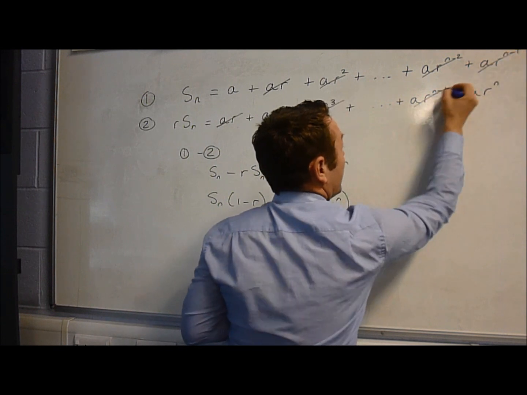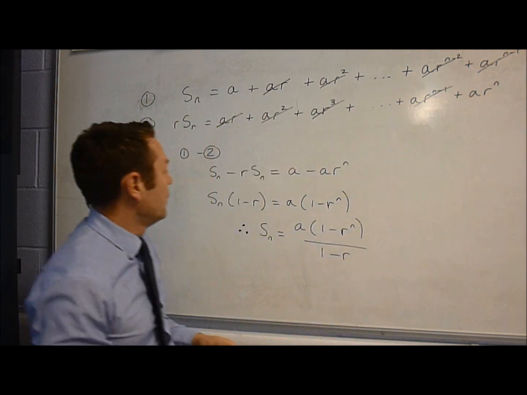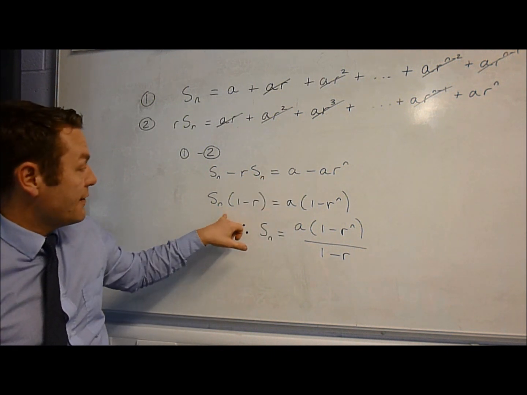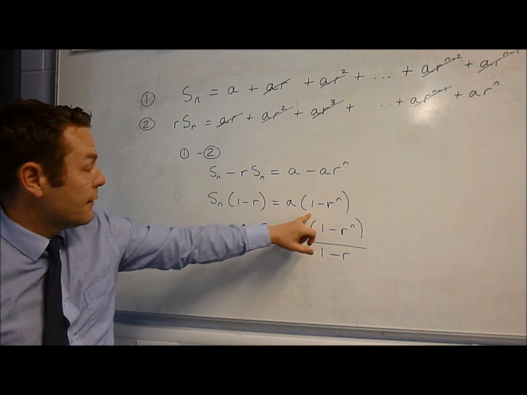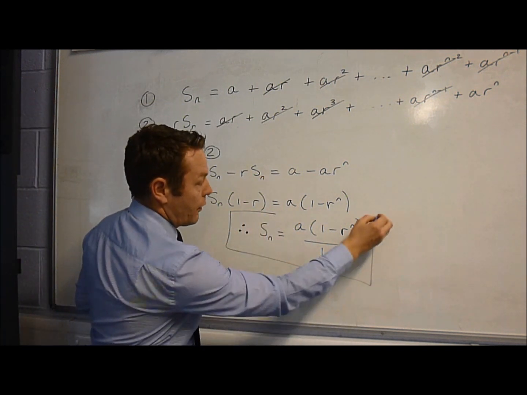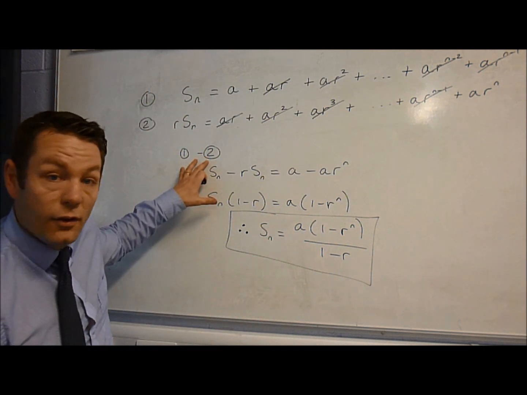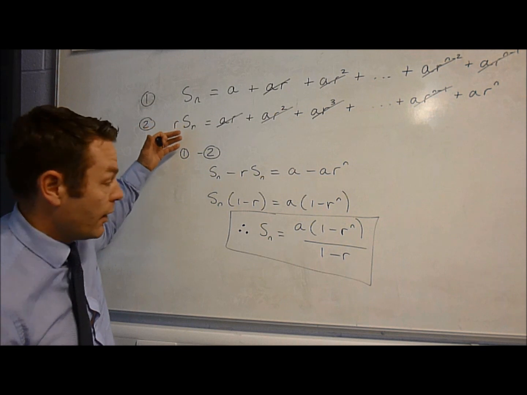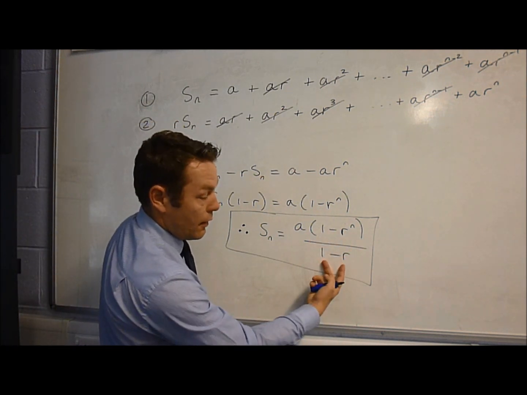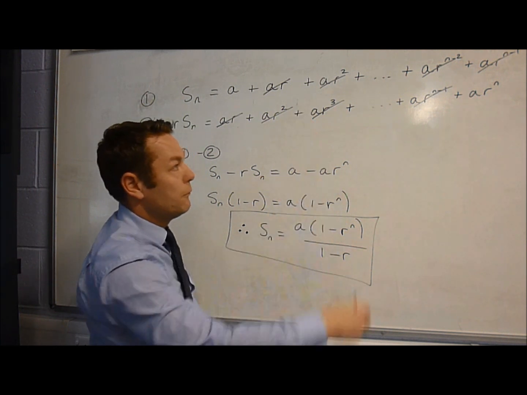disappear, and it leaves us with A take away AR to the n. Brilliant. And we're left with just this. Factorise both sides, take Sn out on the left, take A out on the right, and we do our last bit of division, and we smile to ourselves. That's how simple it is. If I decided to subtract the other way around here, did 2 take away 1, the only difference would be they would be the other way around. But in essence you get the same proof. Easy peasy.